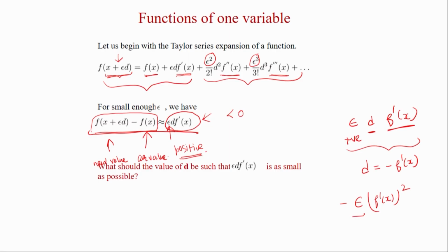So if I set d as negative of f prime of x, then what happens to this? This just becomes minus epsilon f prime of x squared. We know this is positive, we know this is positive, and there's a negative. So there is a guaranteed decrease if you travel small enough in that direction, right? In fact, it can be shown that the negative derivative is the direction in which the descent is the maximum, right? So you cannot hope to descend more than this.